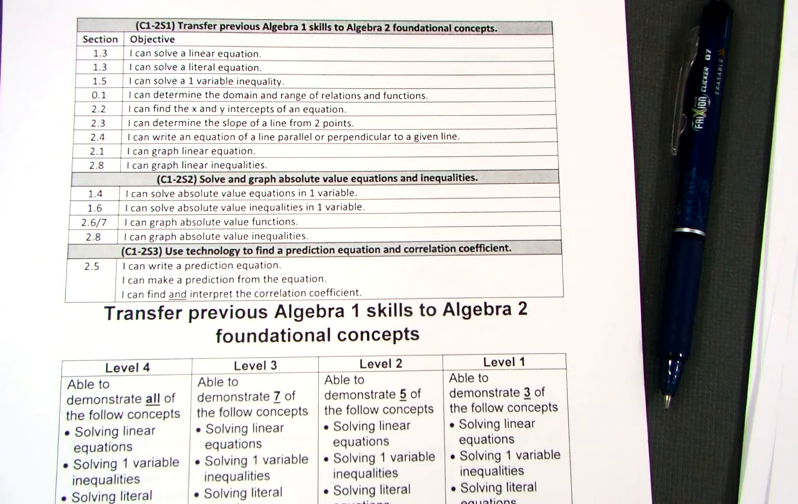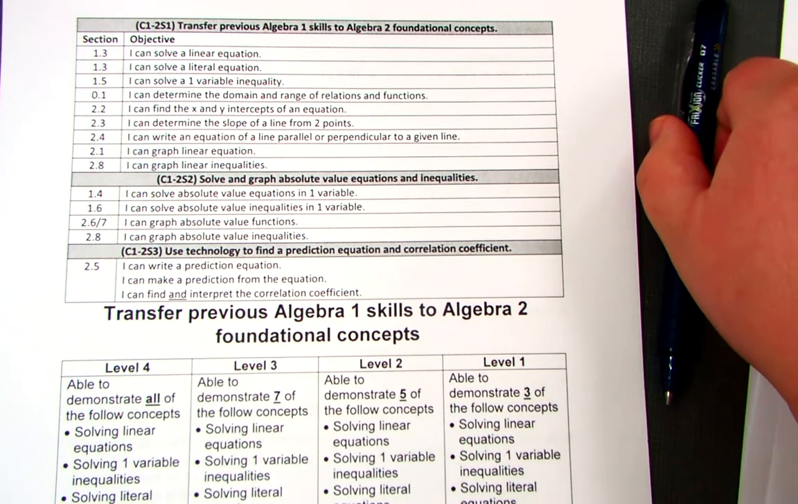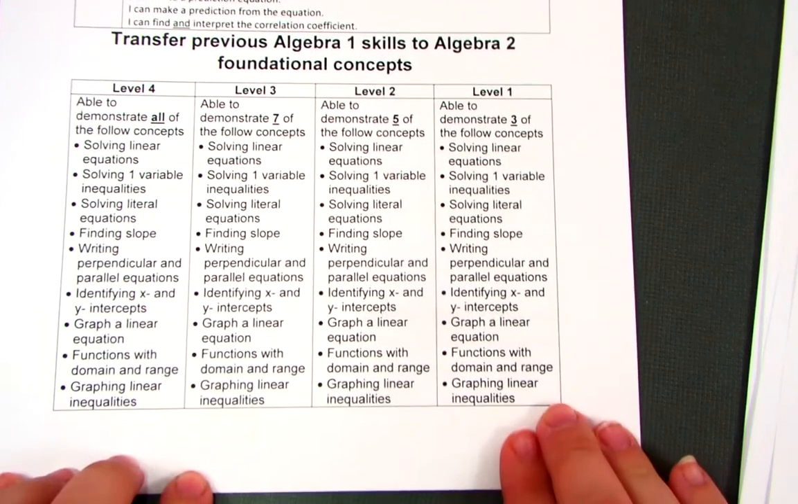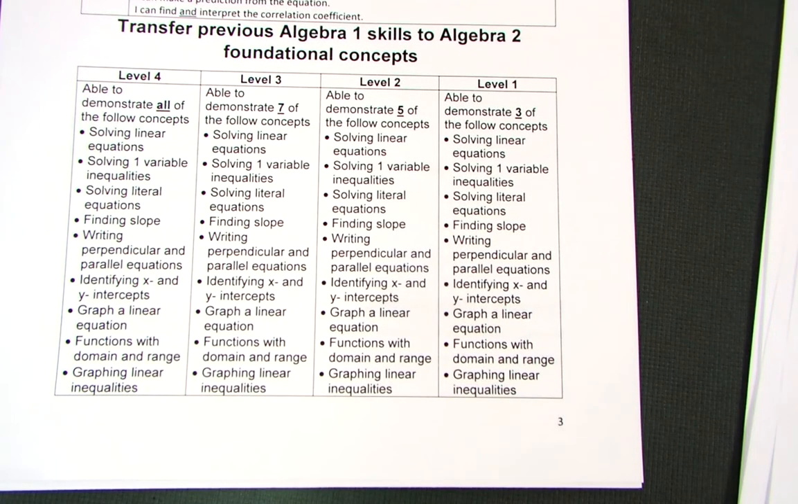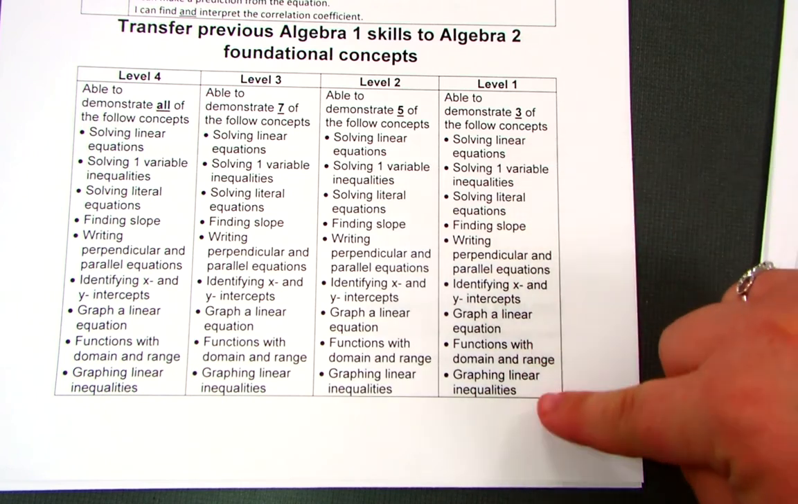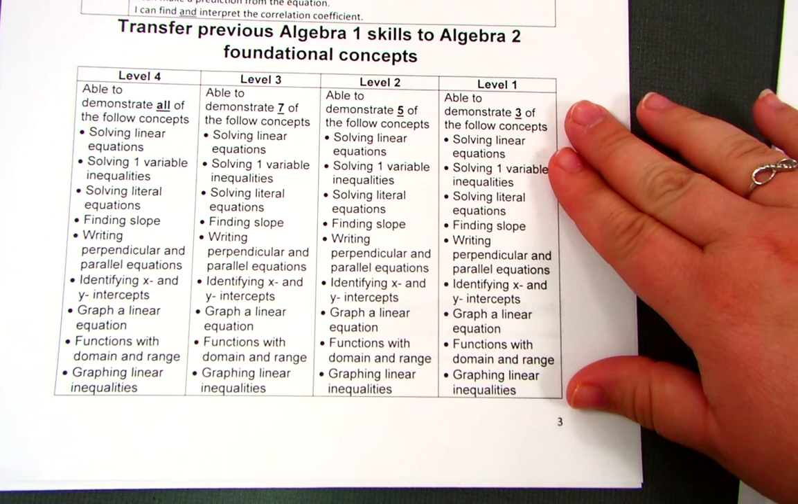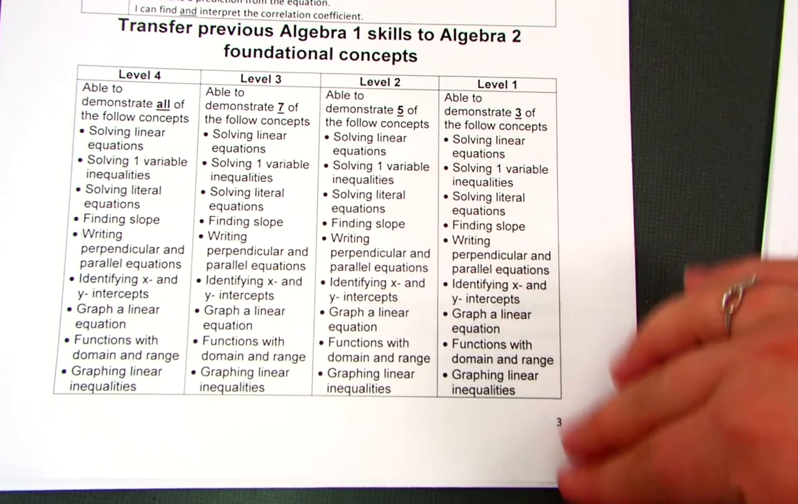Our next standard is to solve and graph absolute value equations and inequalities, and then finally to use technology to find a prediction equation and a correlation coefficient. Let's go over this first scale here because this is how you will be graded on this standard. You'll see that we have listed out all the different objectives here, and in order to achieve a level 1, you have to be able to demonstrate the following concepts.